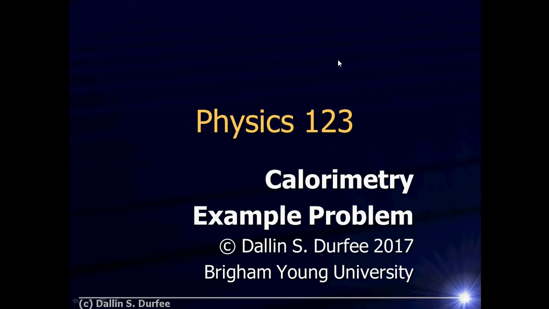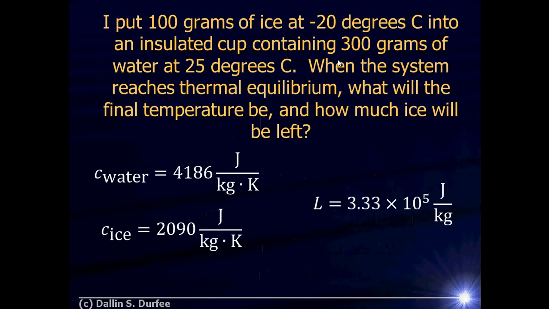Okay, I'm going to show you an example problem using calorimetry. So here's the problem. I put 100 grams of ice at negative 20 degrees C into an insulated cup containing 300 grams of water at 25 degrees C. When the system reaches thermal equilibrium, what will the final temperature be and how much ice will be left?